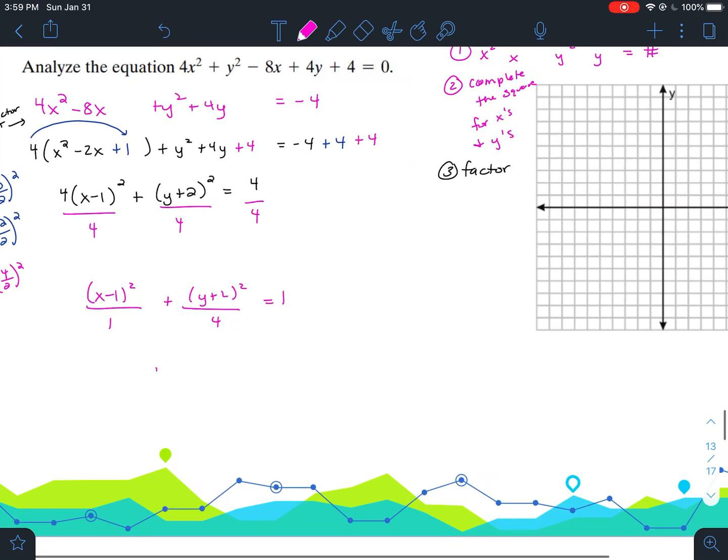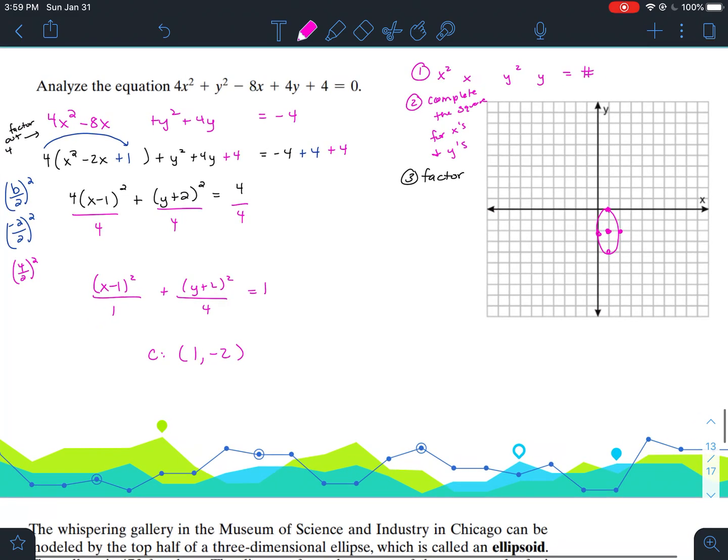So now I have an ellipse whose center is at the point (1, negative 2), and it's longer up and down. So (1, negative 2) would be the center, and then I'm going to move 1 left and right, and I'm going to move 2 up and down. And so that would be the graph of that ellipse.